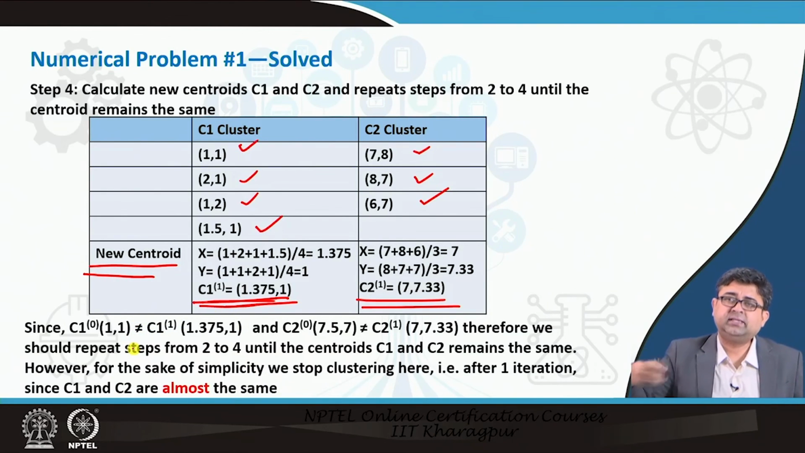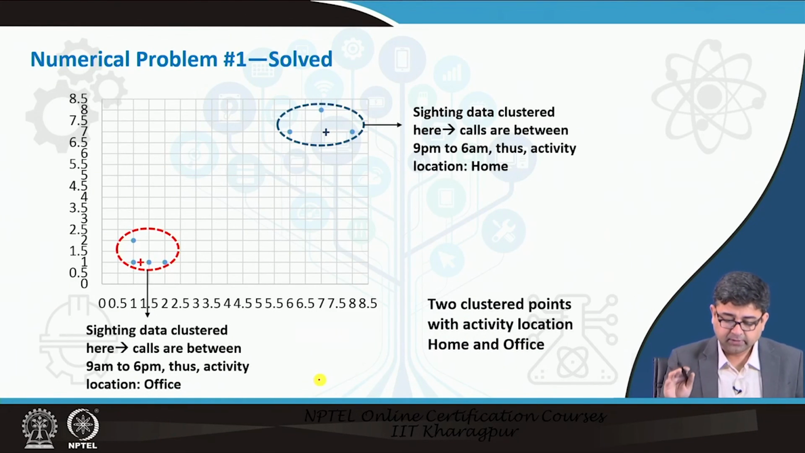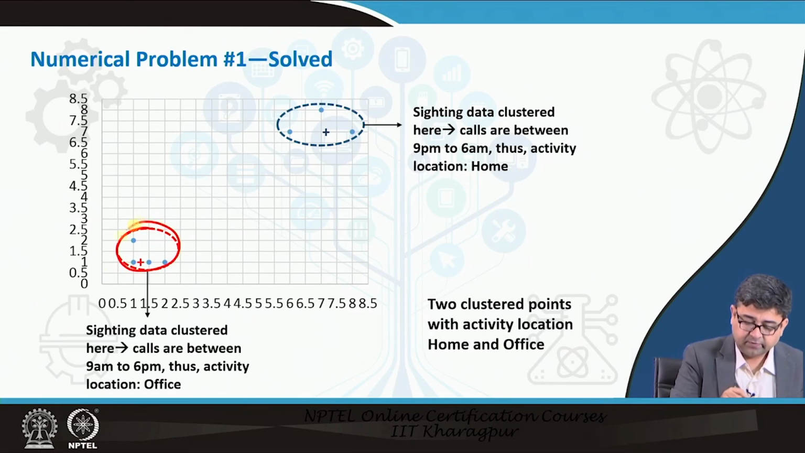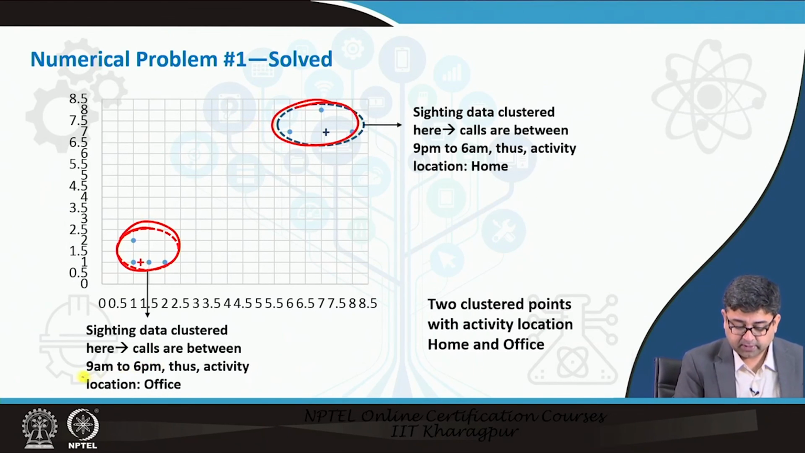So, you would have to repeat this for a next iteration, but for simplicity let us say that they are both the same, because 1.375 and 1, we had assumed 1 and 1, I guess, and they are very close to each other. So, for this exercise let us say that C1 and C2 are almost the same, and we stop the iterations here. Since we stop the iterations here, we find that these 2 are distinct clusters, and since all the calls in this cluster were between 9 a.m. and 6 p.m., we can say that maybe this is an office location.